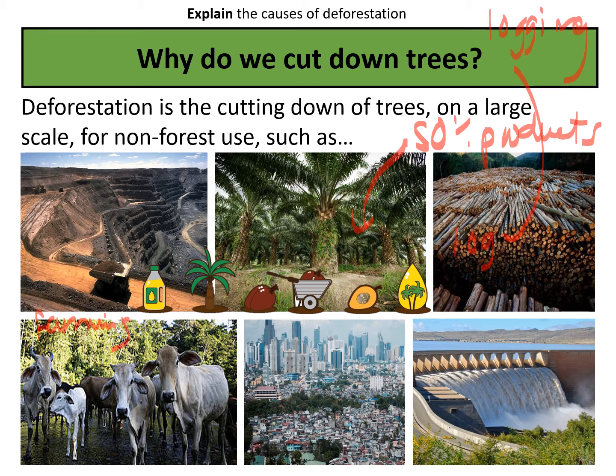Then we have to make way for urban areas, so you could link back to when we did urban issues and challenges and the impact that having, as a city gets bigger and there are more mega cities and more people moving to the city, we need more space. And then there's other things like hydroelectric power, which we get from dams. So they have to remove areas of the forest to make way for these large-scale dams. So these are the reasons why we cut down trees.